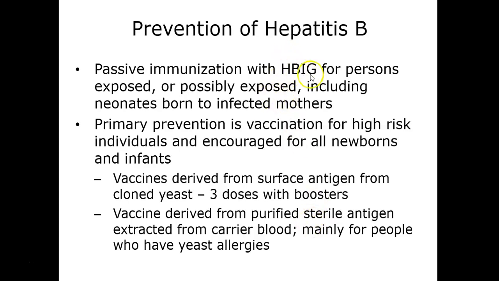So here's our hepatitis B immunoglobulin, and this is for persons that are exposed or possibly exposed. This can also include the neonates that are born to infected mothers as well. And we talked about the vaccination for high-risk individuals. So the Heptavax and the Recombivax vaccines are often given in 3 different doses over time, with boosters to continue to provide high titer levels for immunity.